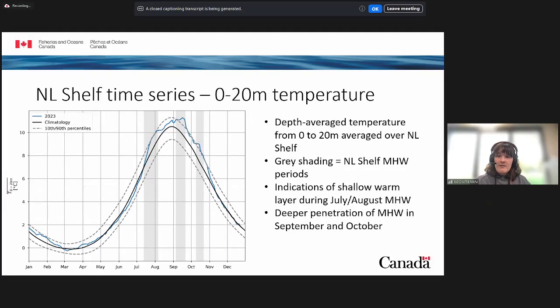Next, we'll take another look at the depth average temperature in the near surface layer from 0 to 20 meters. And this time it's averaged over the entire Newfoundland and Labrador shelf. As we saw at Flemish Cap and Seal Island earlier, the marine heat wave conditions were very concentrated near the surface in July and August, but penetrated deeper in September and October. This is evidenced by the fact that the 0 to 20 meter layer does not reach the marine heat wave threshold by exceeding the 90th percentile in July and August, but it does in September and October.